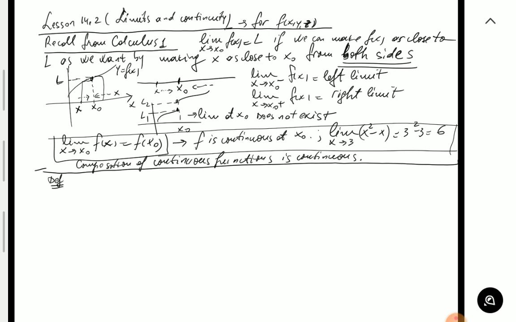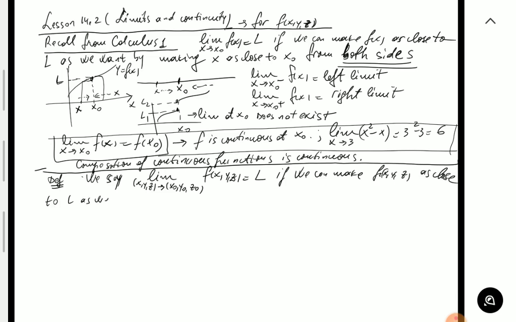Again, I'm going to use the same intuitive definition for functions of several variables. Let's state this for a function of 3 variables, same idea works for a 2-variable function. So we say that the limit as x, y, z approaches x naught, y naught, z naught of some function f of x, y, z is some number L, if we're going to just restate the same property, right? If we can make f of x, y, z as close to L as we want, by making x, y, z close to x naught, y naught, z naught from any direction.